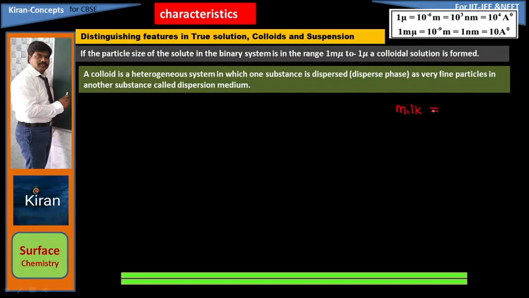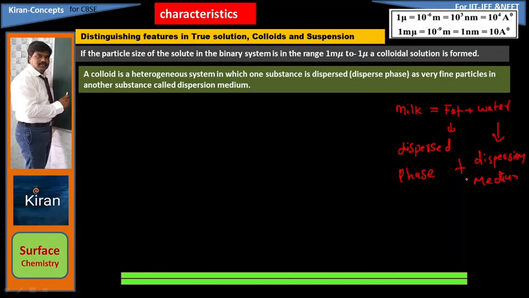Milk you will get by adding liquid fat plus water. So fat is considered here as the dispersed phase, and water is considered as the dispersion medium. Dispersed phase plus dispersion medium will form a colloidal solution, that is milk.